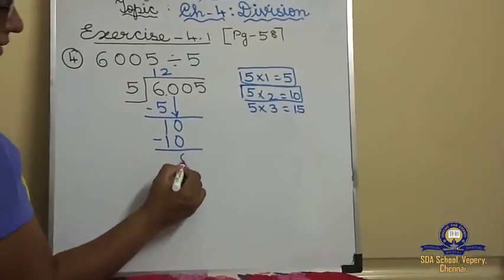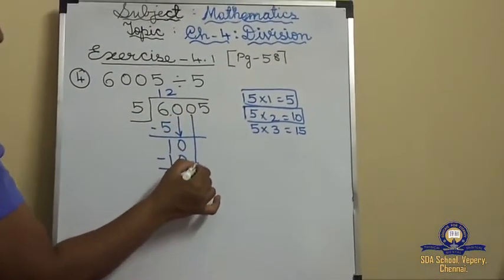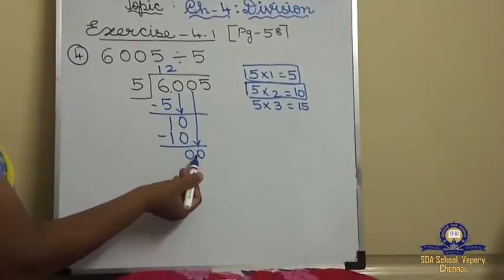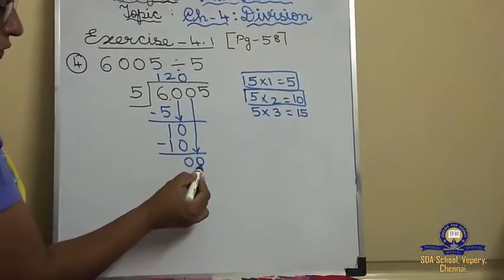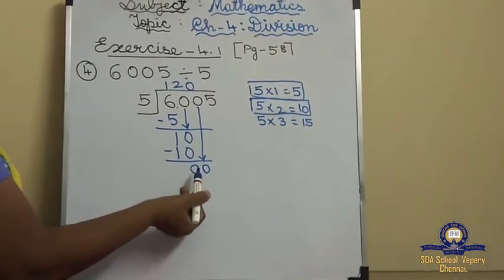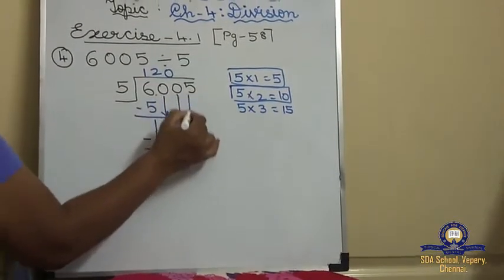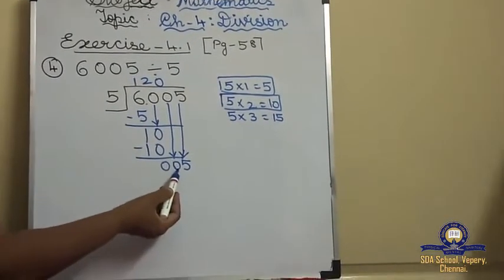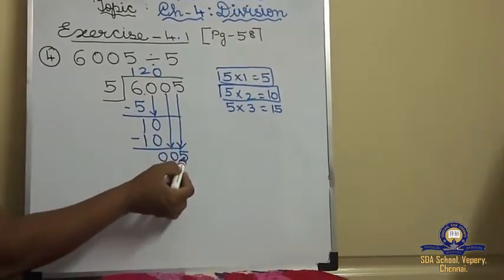So 10 minus 10? 0. Now what you have to do? You have to bring down this 0. Does this 0 have a value, children? No. So what we have to do? Automatically you have to put one 0 in the quotient. Don't forget, because you brought this 0 down. You can't divide 0, isn't it? It has no value. So you have to put one 0 here, and then you have to bring down this 5 here. Understood, children? If the 0 is not divisible, you put a 0 in the quotient and then bring down the 5.